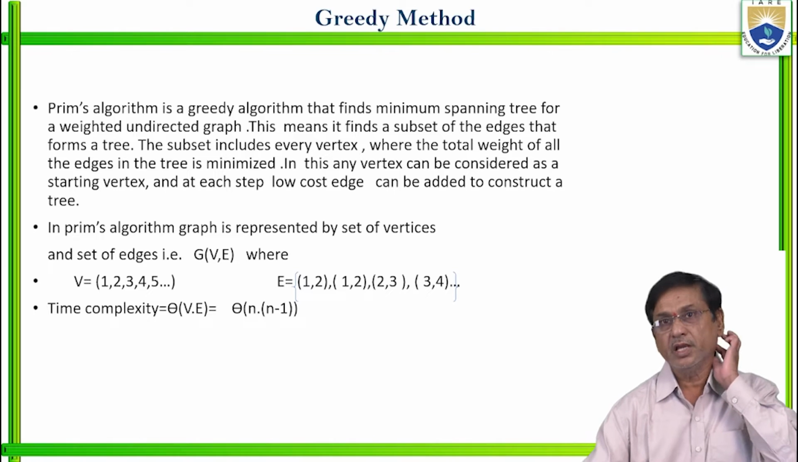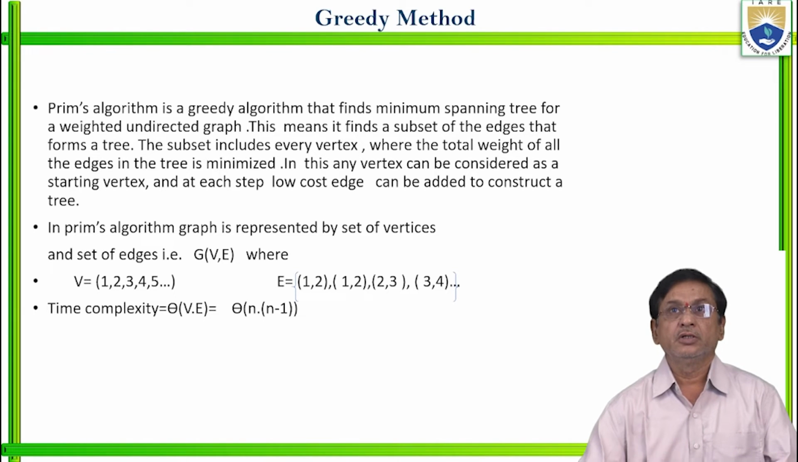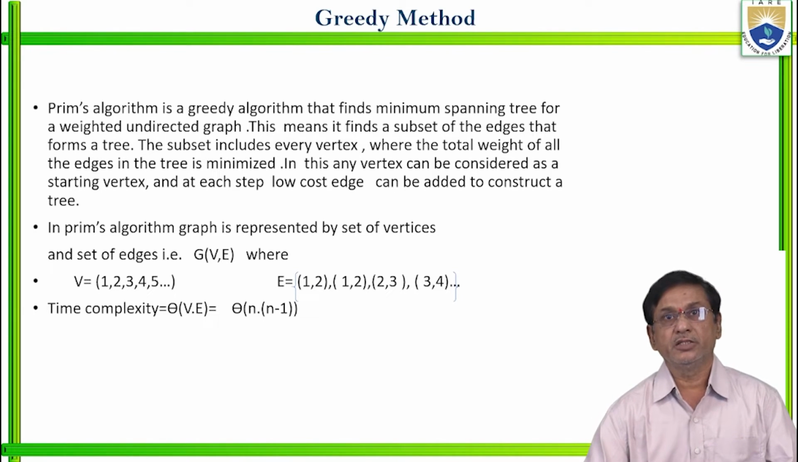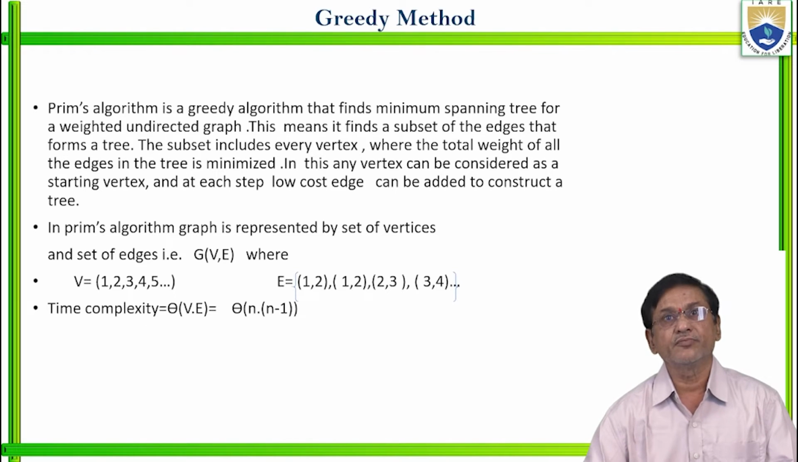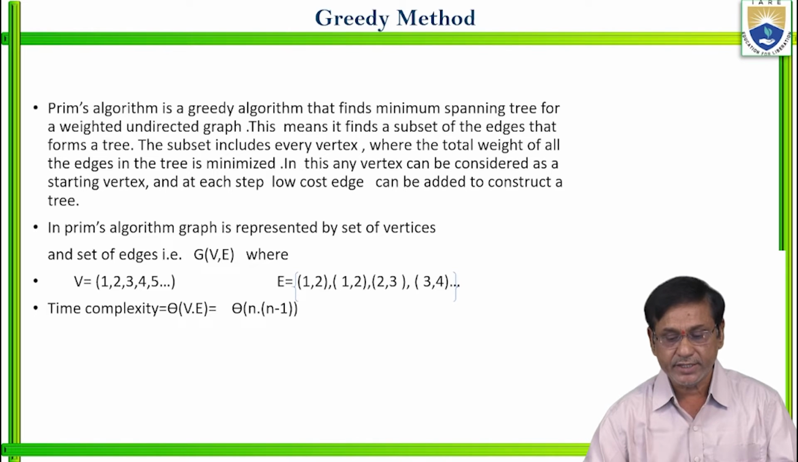Next, another method is Prim's algorithm. Prim's algorithm is a greedy algorithm that finds a minimum spanning tree for a weighted undirected graph. This means it finds a subset of the edges that form a tree. The subset includes every vertex, where the total weight of the edges in the tree is minimized.